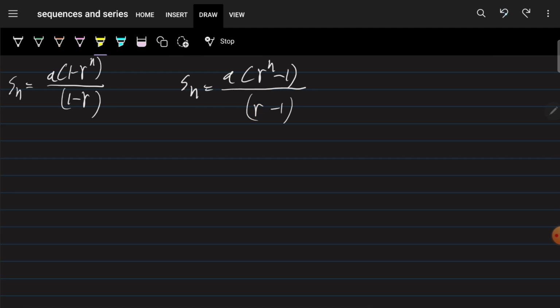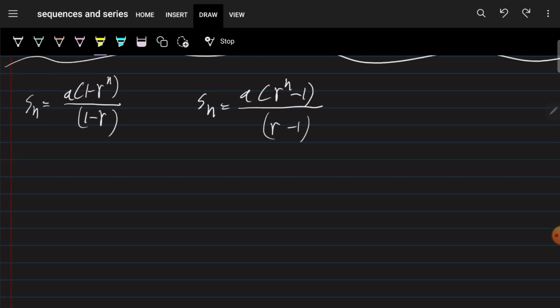These formulas are identical. There's no difference between the two. You will get exactly the same answer using both. The thing to pay attention to is that the order of the r and the 1 has to be the same on top and the bottom. So we either have to have r come first in both top and bottom, or r comes second in both top and bottom. As long as it's the same for both the numerator and the denominator, then we are good.